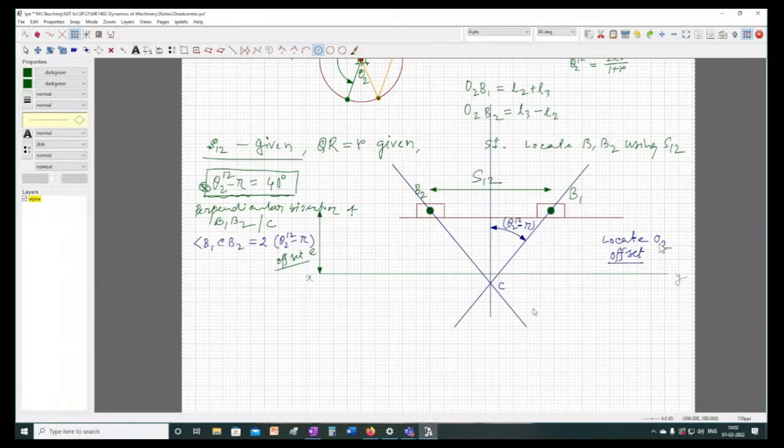Next is to draw the circle or the arc passing through these points B1, B2 and O2. Now where is point O2? Have we got the point O2? At the intersection of the circle and the parallel line. So this is the point O2 we have.